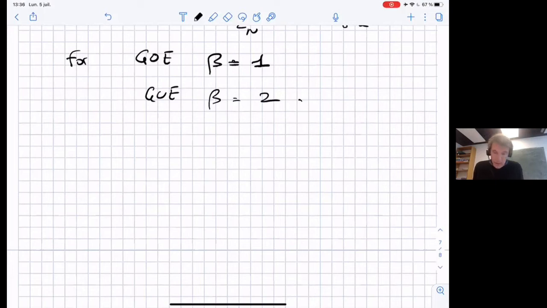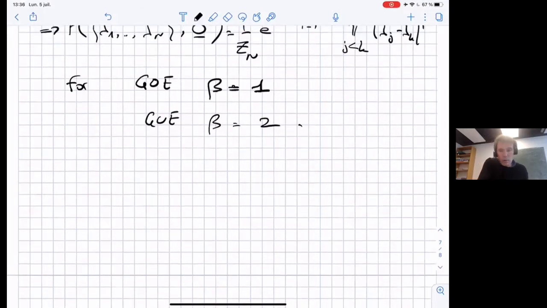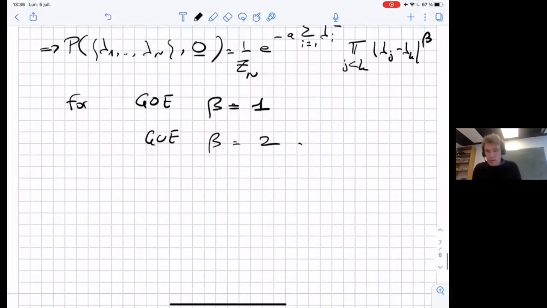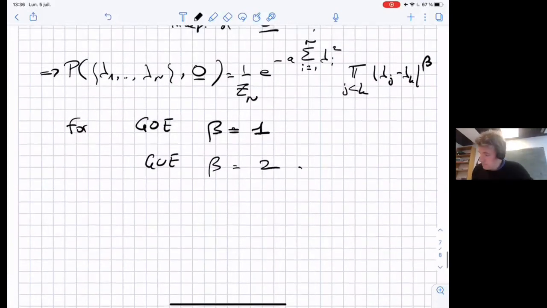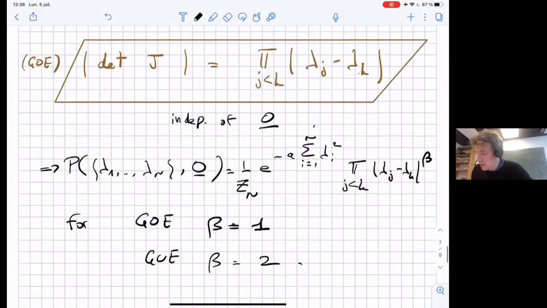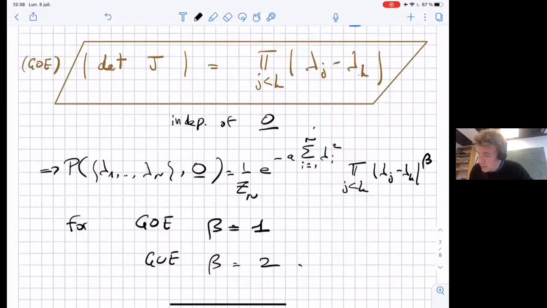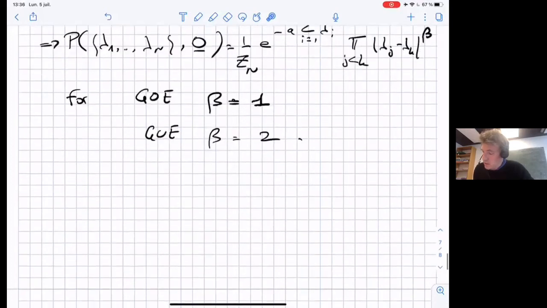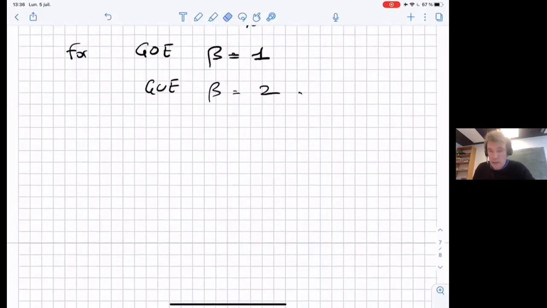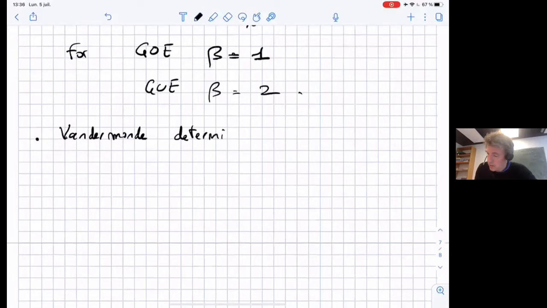Okay, I just maybe want to make one remark. Maybe this guy here has a very nice expression, and this is called a Vandermonde determinant. This is just to remind you of some basic facts from linear algebra, but I just want to discuss what the Vandermonde determinant is.